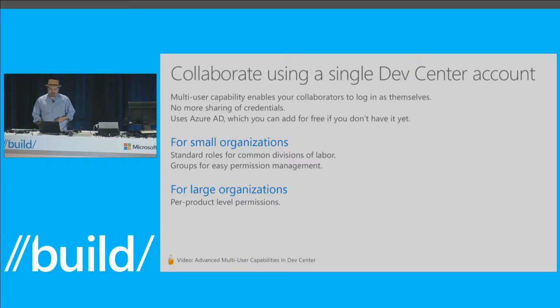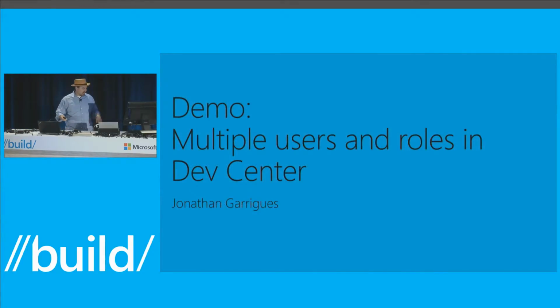So for small organizations, we have built-in roles. If you want to let your marketing team log in and respond to reviews, but you do not trust them to update apps, give them the permission to do that marketing task, and Dev Center takes care of showing those experiences to them. For large organizations, we're rolling out per product level permissions. So we understand that there are some organizations where the team only gets to see and interact with the products that they work on. So let me show you how this works in Dev Center.